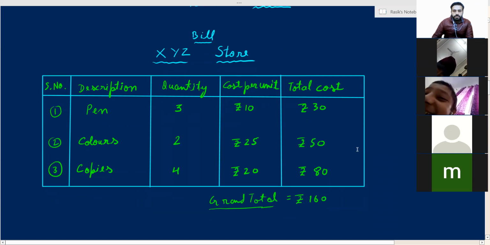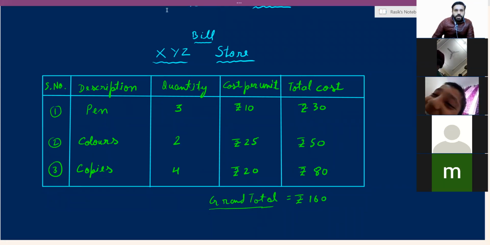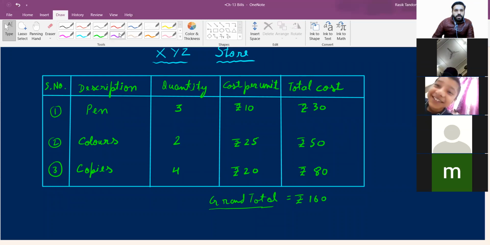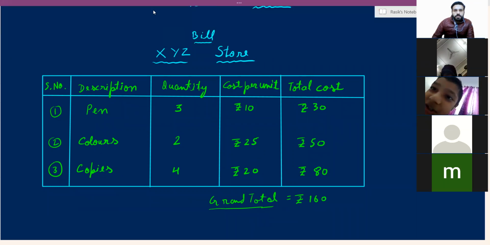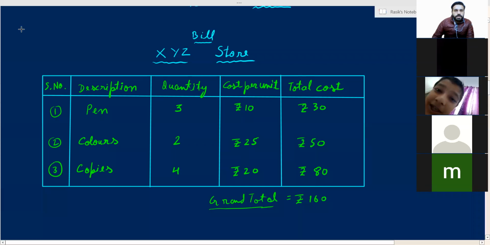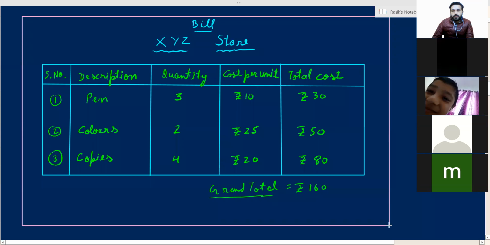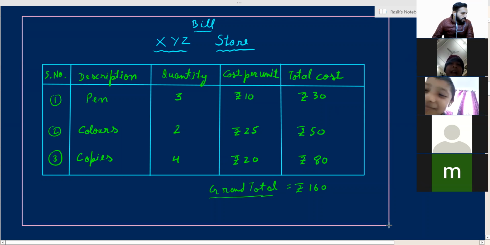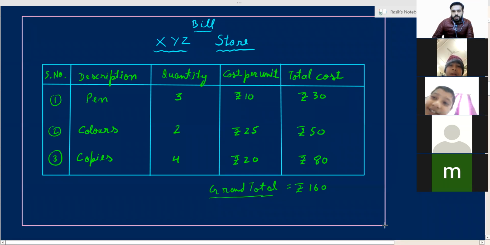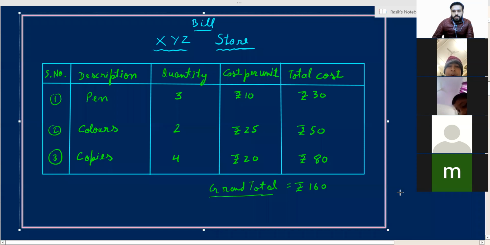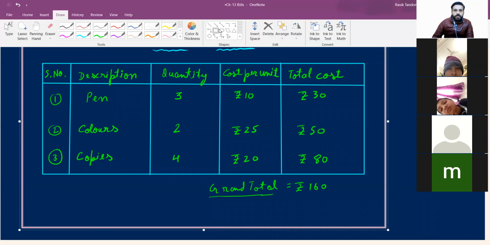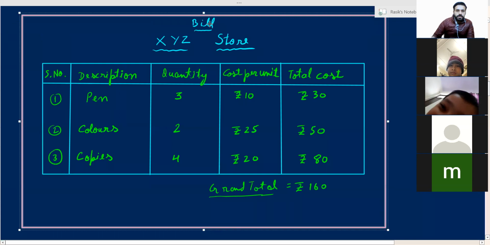Yes, 3, 2, 4. My bill is ready. Now I will finalize it. Make a box for it. We need to write the name of the store. We can write the name of any store. You have not written the bill number, customer name. I will write. Don't worry.